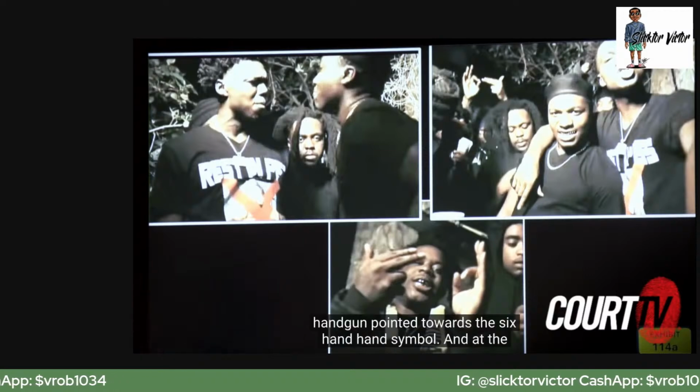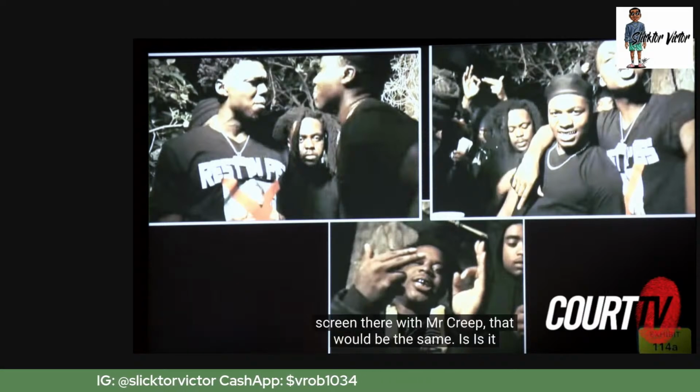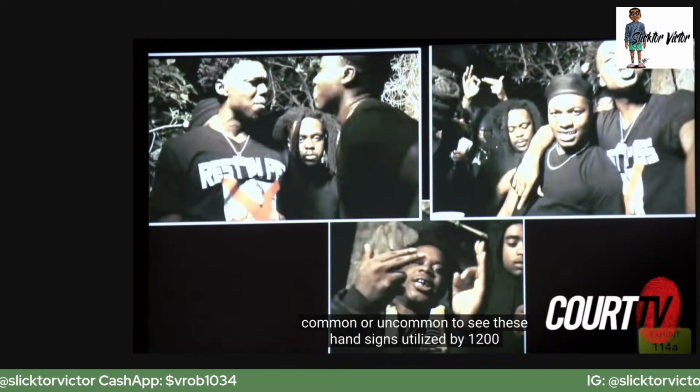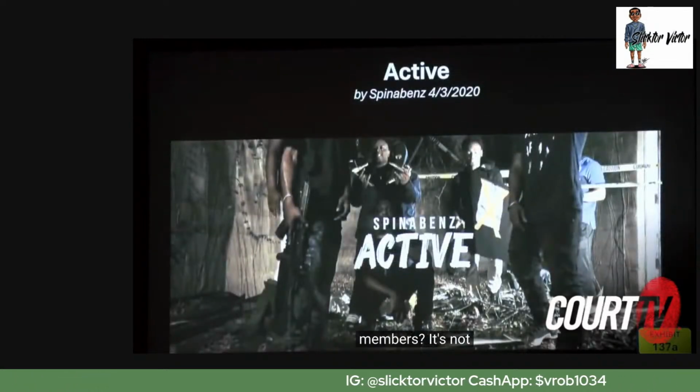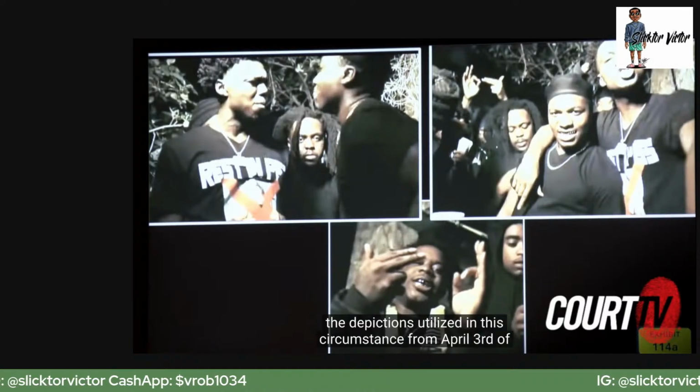Is it common or uncommon to see these hand signs utilized by 1200 members? It's not uncommon. And were some of these depictions utilized in this circumstance from April 3rd of 2020 when Active was posted? That's correct, documented time of contact with known gang associates. Yes, ma'am.